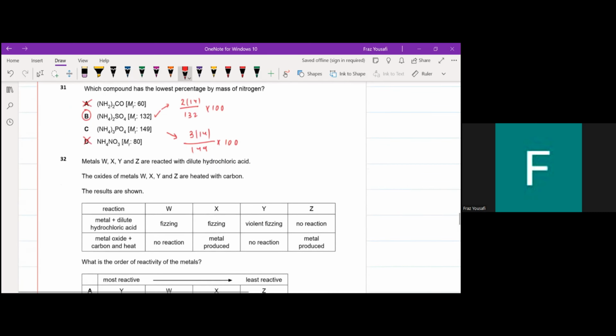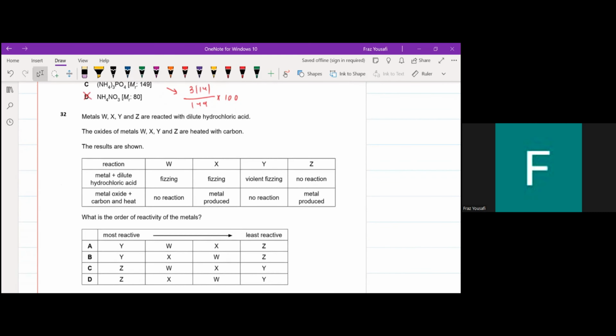All right, 32, a reactivity series question using observational data. It says that when you put metal W into an acid, you see fizzing. Put metal X into acid, you see fizzing. You put metal Y into acid, you see violent fizzing. Z, you see no reaction. What this means is that Y is probably the most reactive, and Z is probably the least reactive.